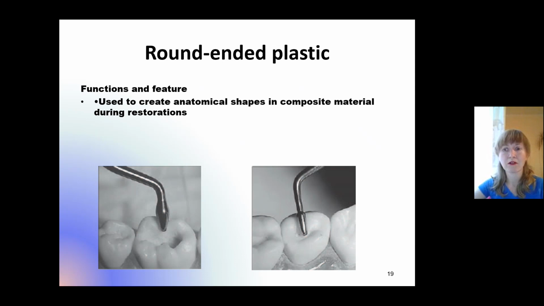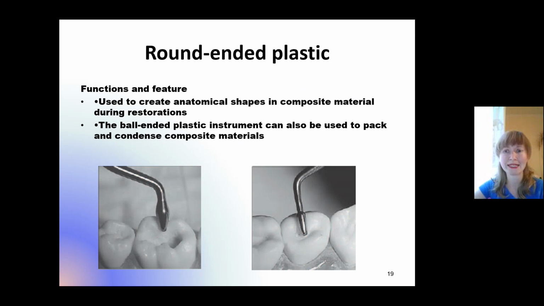The functions of this part of the instrument, ball-ended, but in this case it is not a ball, it's like a cone or cylinder or like a rugby ball, but different shapes are available. It depends on the manufacturer and on the task this instrument should do. So this round-ended or ball-ended plastic is used to create anatomical shapes in composite material during restorations. The ball-ended plastic instrument can also be used to pack and condense composite materials.